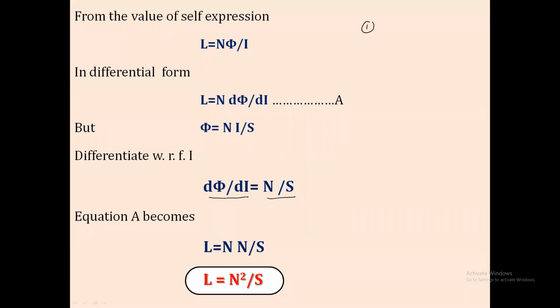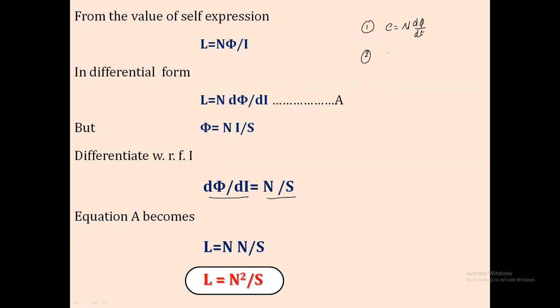Number one, according to Faraday's second law, induced EMF E is equal to N d phi by dt. This is our basic formula for the induced EMF.